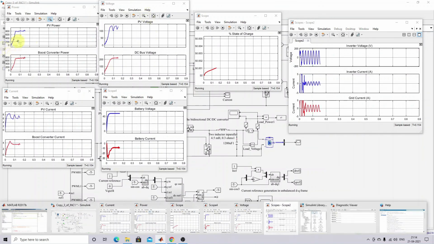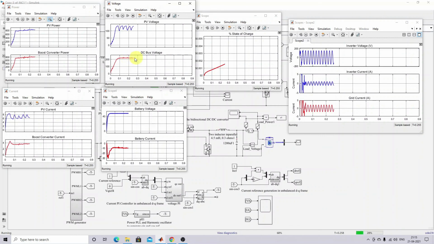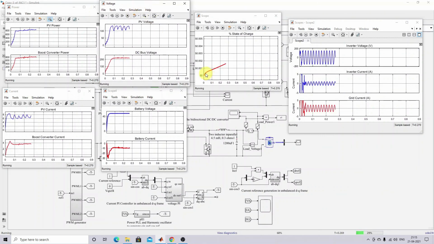Initially, it uses 1000 watts per meter square. Here you can see the power extraction of this PV panel. After 0.3 second, the irradiation changes from 1000 to 500. We will check the changes in the PV power, boost converter power, current and voltage. Here you can see that the DC bus voltage is maintained around 220 volt. The battery is in charging mode, and the grid inverter has nearly 0.7 amps, because the current reference is fixed at 1.